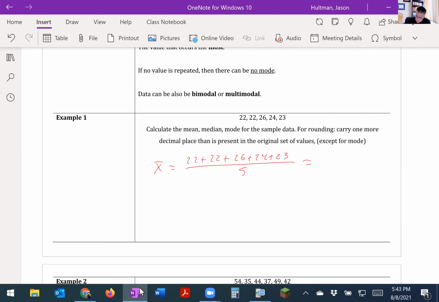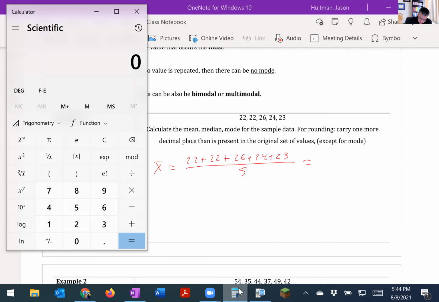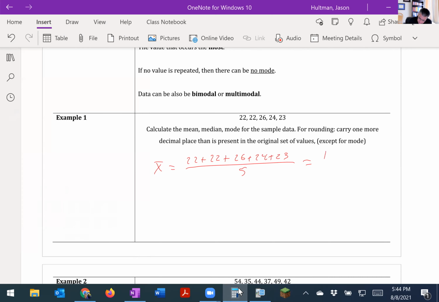So I'm going to add these numbers up. Let me pull out my calculator real quick. 22 plus 22 plus 26 plus 24 plus 23 is 117. I'm going to take that number and divide it by 5. So 117 divided by 5 is 23.4. So that's the mean, or the average.